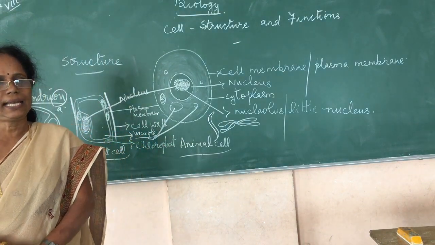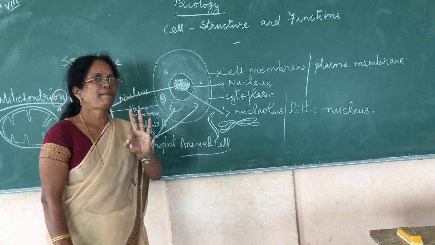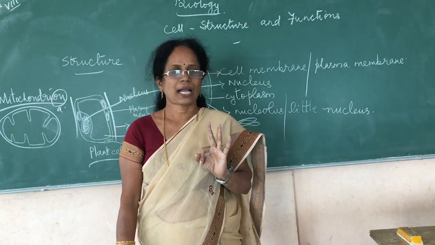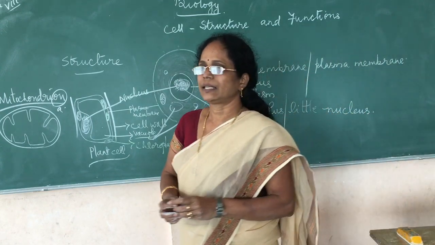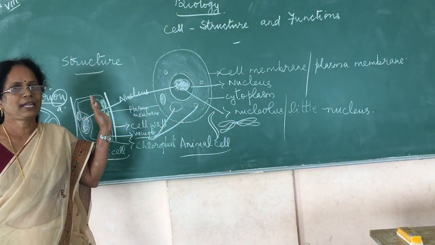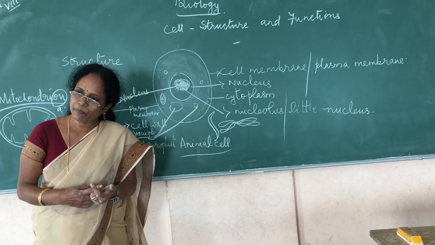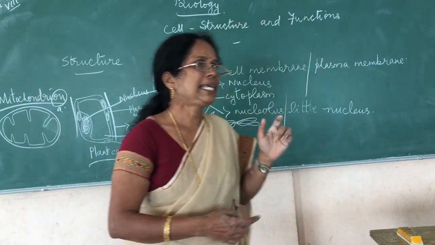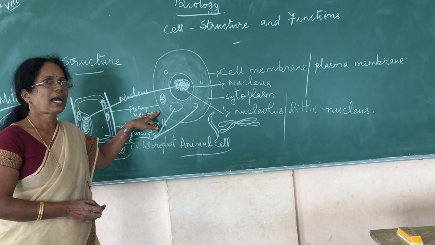Anybody stand up and tell the 3 major parts of a cell. Yes, very good. Nucleus, cell membrane and cytoplasm. Cell wall is present only in plant cells. It is absent in animal cells.